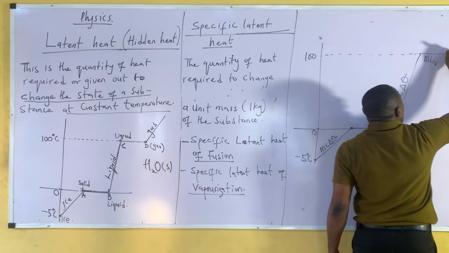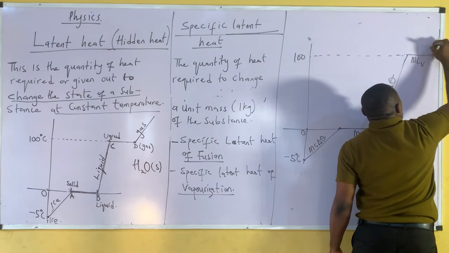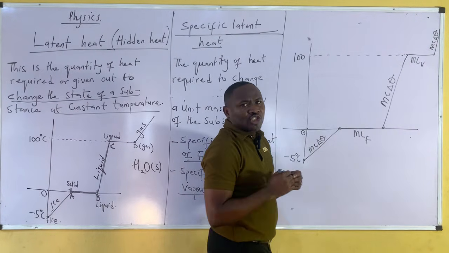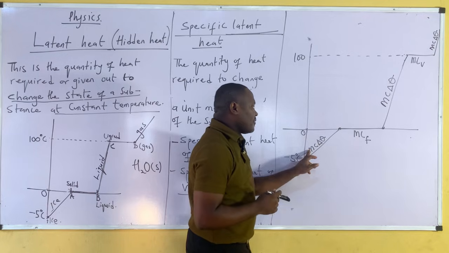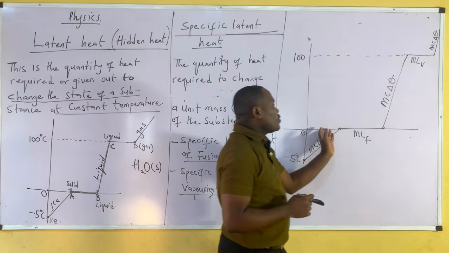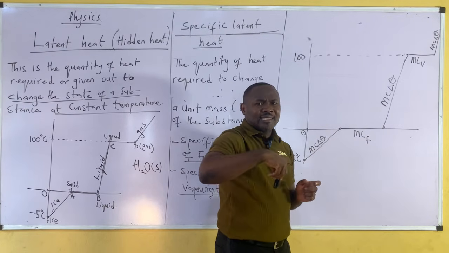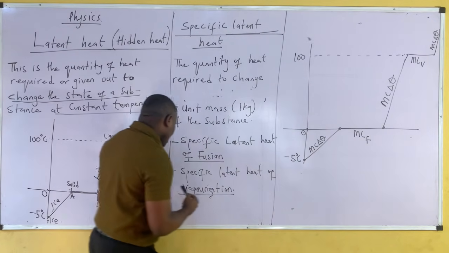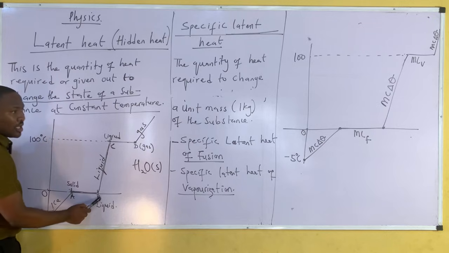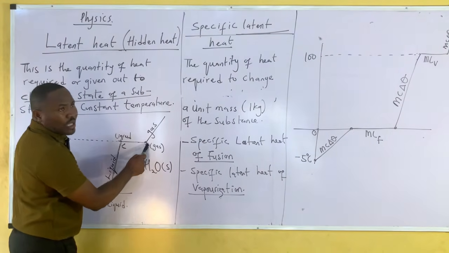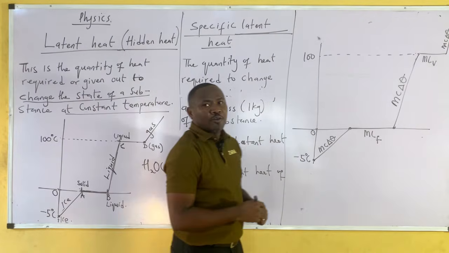Now, if it goes higher again, more than this, I will have mc change in theta. So anywhere I have a change in temperature, I have mc change in theta. Anywhere there is no change in temperature, I have the latent heat of that state. Meaning, if it's changing from solid to liquid, I'll call it latent heat of fusion. If it's changing from liquid to gas, I'll call it latent heat of vaporization.